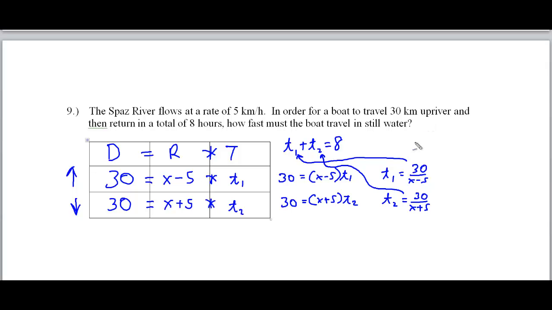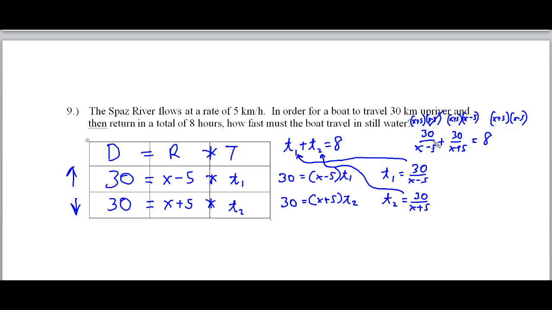And now I have my new expression, which is 30 over x minus 5 plus 30 over x plus 5 equals 8. Now, what we learned back in Chapter 6 is how to rationalize the denominator. We're going to actually clear the denominator. So we're going to multiply everything by x plus 5, x minus 5. And if we do that, make everything x plus 5, x minus 5 times bigger, that's going to provide a lot of simplification.